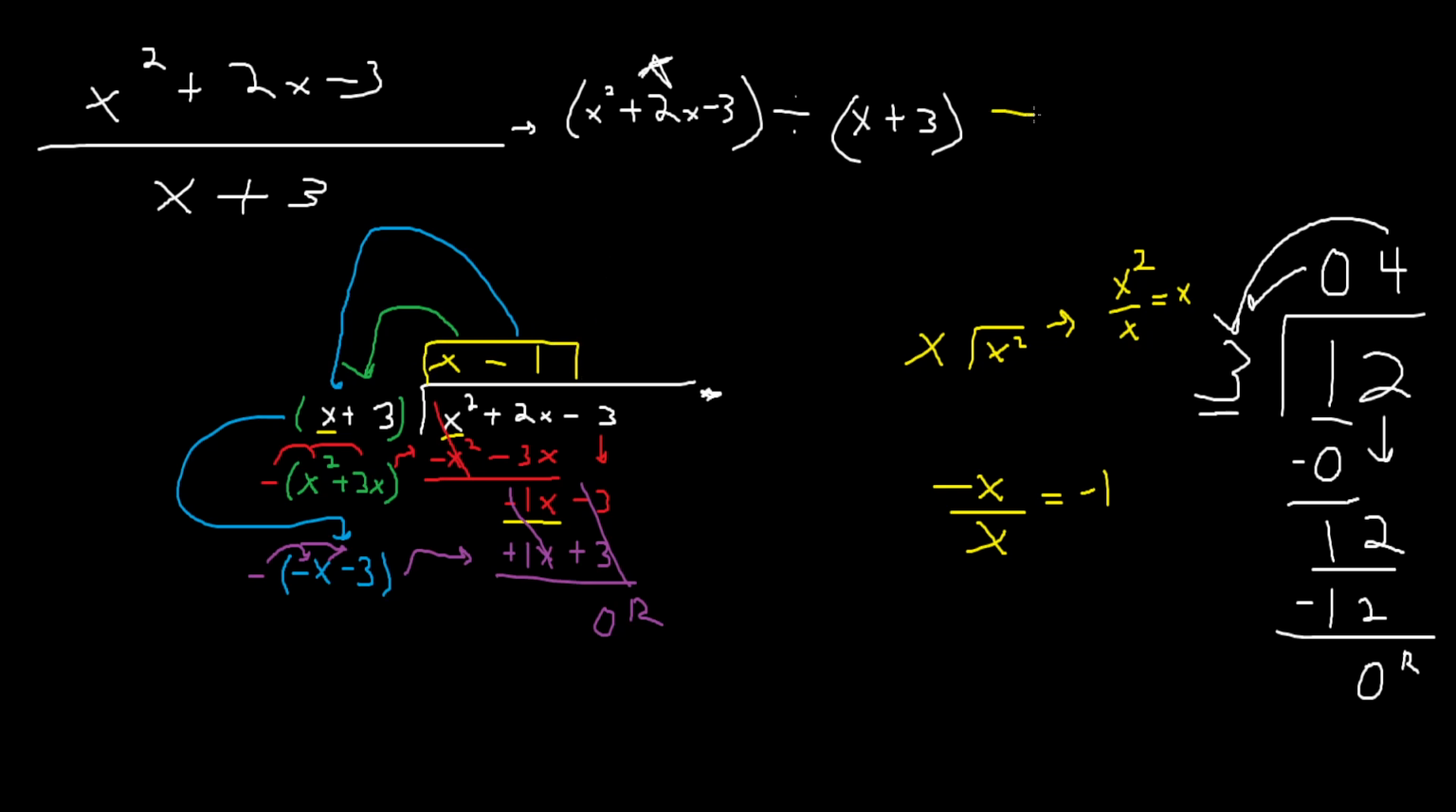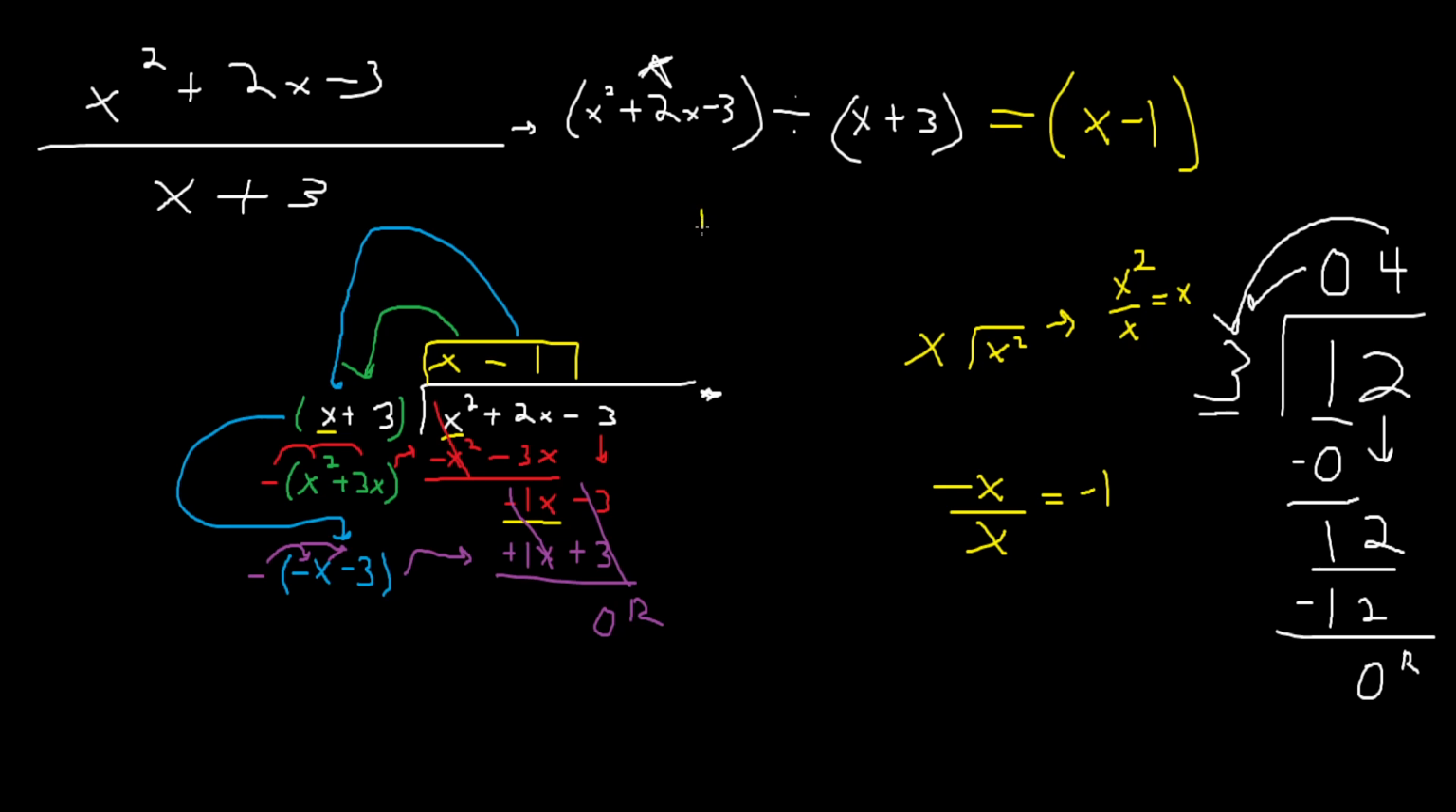So the answer to what is x squared plus 2x minus 3 divided by x plus 3, that answer is going to be x minus 1. So just like before when we split it up, we can do the long division way to figure out what it is if we don't know. So the steps are in order.